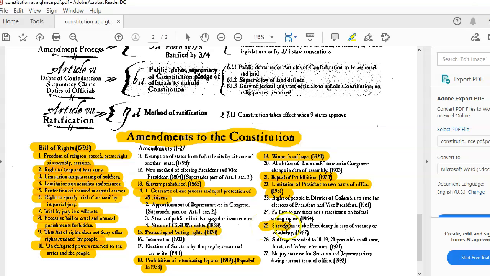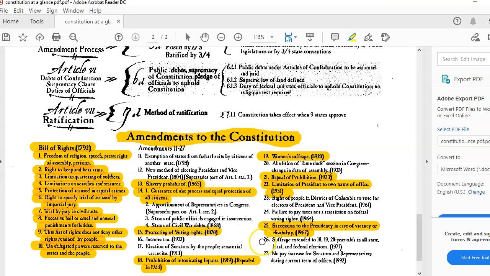25 is if the president should get sick or pass away, that there is a line of succession to the presidency. Obviously, the first person in that line of succession would be the vice president, and then there's about 13, 16 other people in that line. If the vice president couldn't take that presidency for some reason, then it goes down to the next person, and then the next person, and then the next person, and on and on and on.